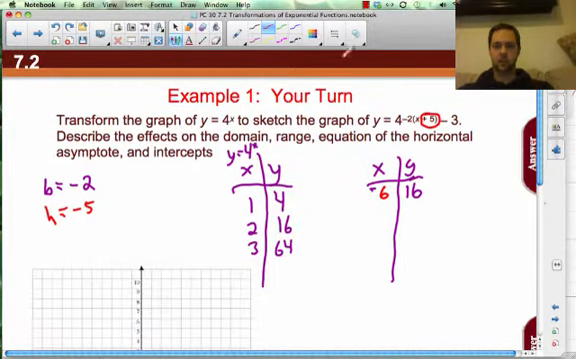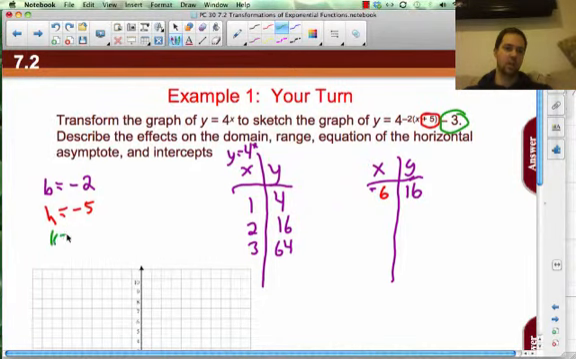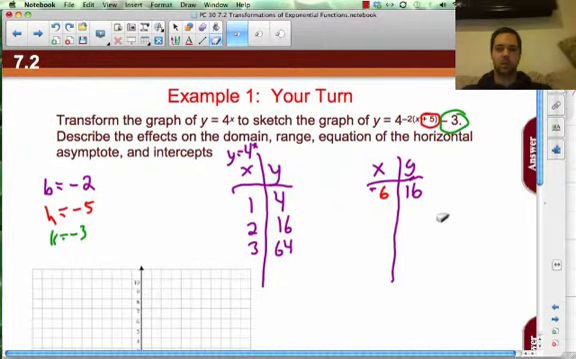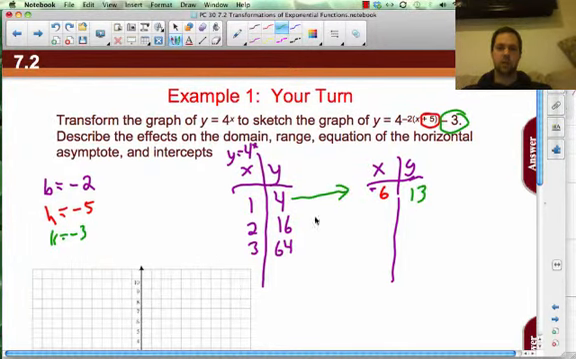Finally, let's take a look at our last translation, which is minus 3 at the very end. So this is a k value, and this is a vertical translation. So k equals minus 3. So this is 3 down, so this affects our y value. So instead of 16, our y value will be 3 lower than that, which would put us at 13. So 1 and 4 becomes negative 6 and 13.